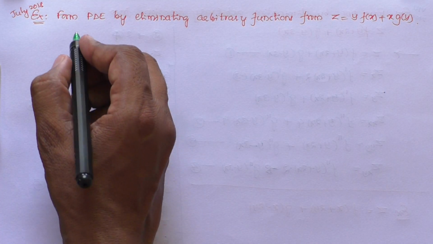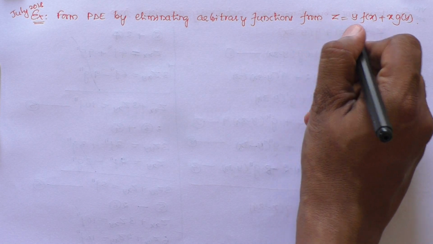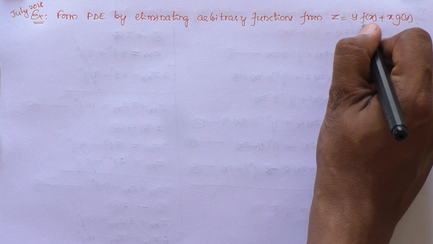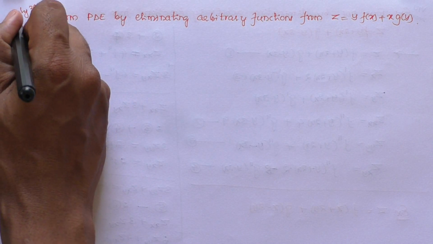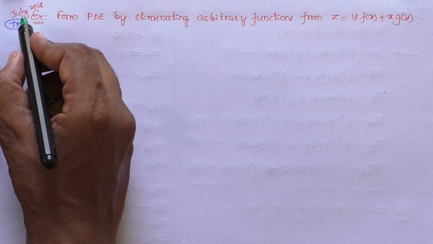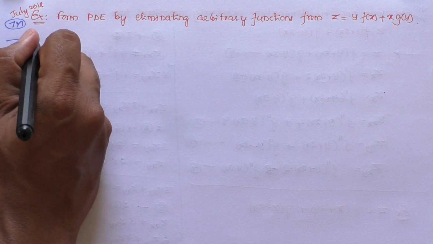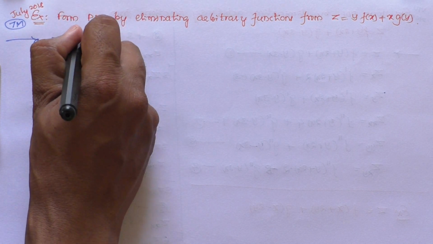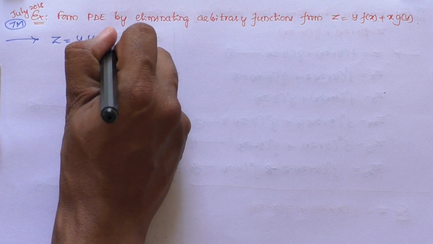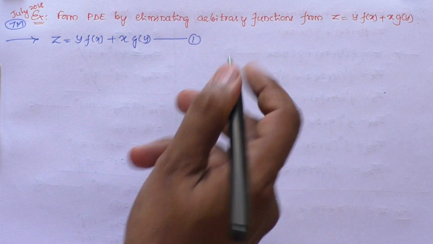So let us solve another problem. Form a PDE by eliminating arbitrary functions from z equal to y f of x plus x g of y, which was given in the exam for 7 marks in the VTU examination, July 2018. Consider the equation as it is, z equal to y f of x plus x g of y. Take this as equation number 1.